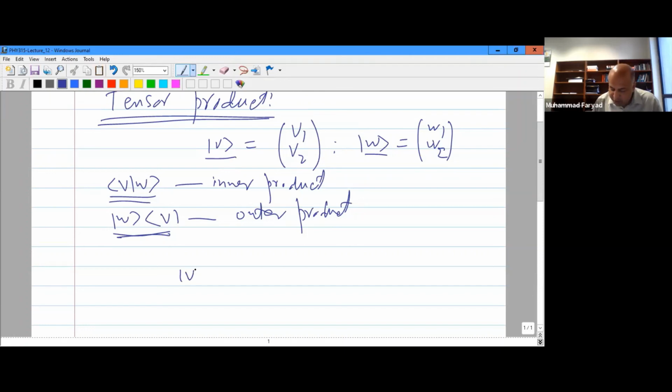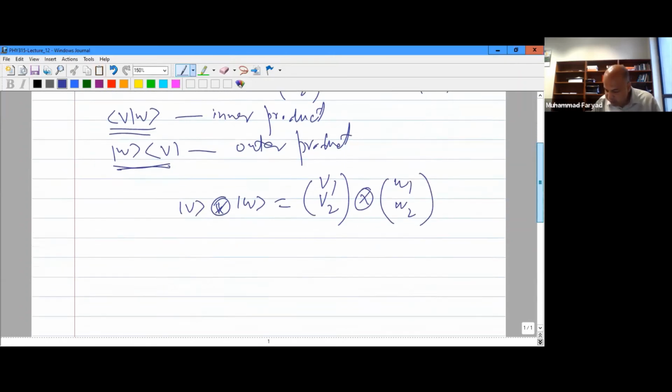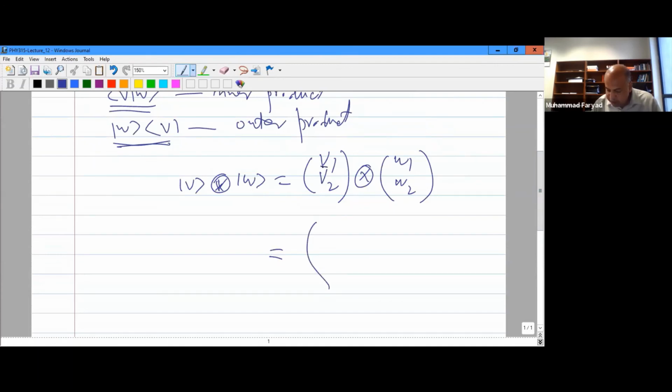So this product between V and W is written with this cross in a circle. V tensor W is V1, V2 tensor W1, W2, and it's operationally defined like this. You take the first element V1 and multiply it with each of the elements of the second entity: V1 into W1, V1 into W2, and then when you are done with that, you multiply V2 again with everything. So now this is a vector which is the tensor product of these two states.